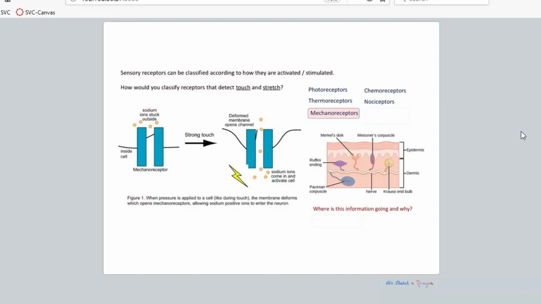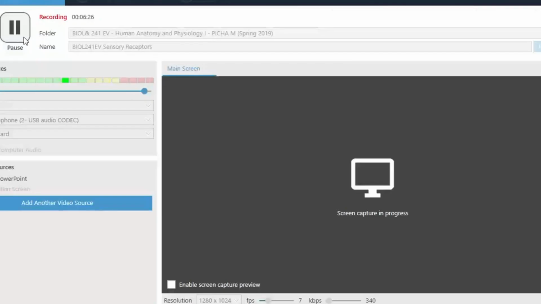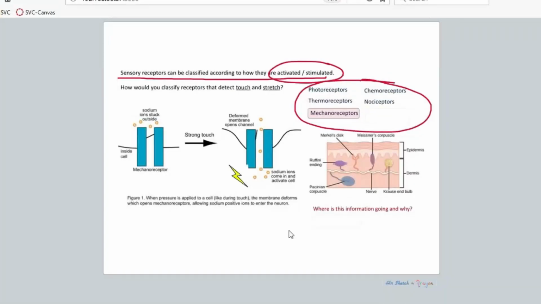All right, so sensory receptors can be classified according to how they're activated or stimulated. And these are all the different types of sensory receptors that we find. On that note, they can be classified as photoreceptors, thermoreceptors, mechanoreceptors, chemoreceptors, or nociceptors. And my question to you is, how would you classify receptors that detect touch and detect stretch? Well, you'd classify those as mechanoreceptors. These all respond to mechanical force.